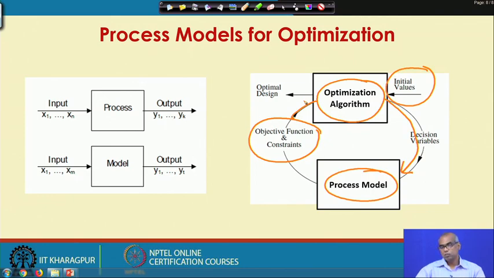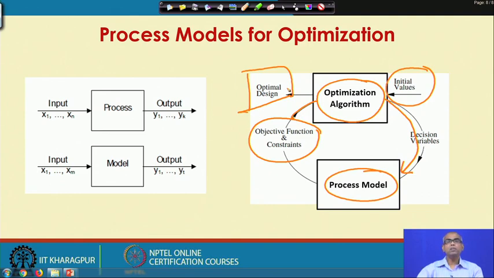So, the optimization algorithm iteratively uses the process model to find out better and better decision variables that maximize or minimize the objective function while simultaneously satisfying all the constraints, and ultimately returns you the optimal solutions or optimal design for a design problem. So, this is how the process model is used during the course of optimization.